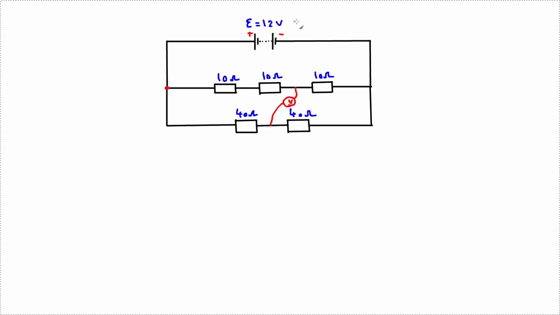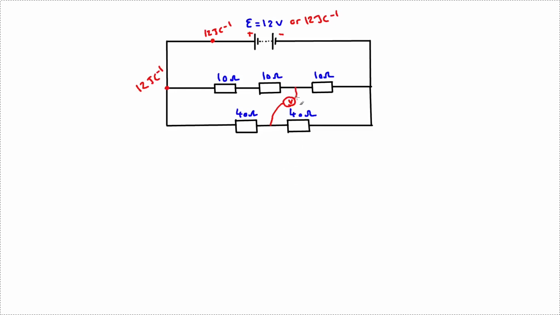If the EMF is 12 volts, or if you like 12 joules per coulomb, remember a volt is a joule per coulomb, our Coulomb of charge will have 12 joules of energy at this point, so the potential there is 12 joules per coulomb. We assume the connecting leads have got a negligible resistance, so each Coulomb of charge has still got 12 joules per coulomb at this point.